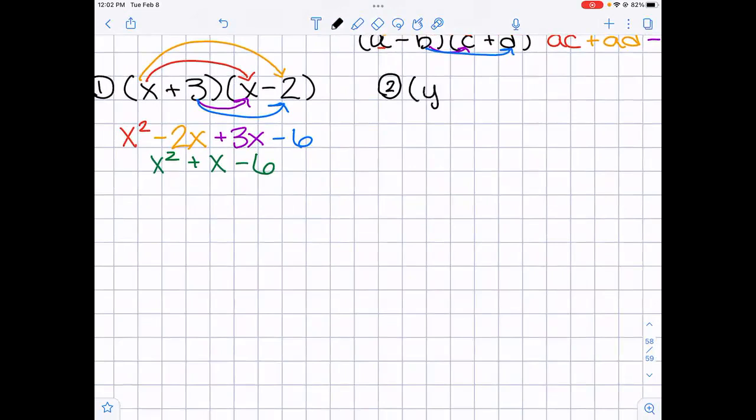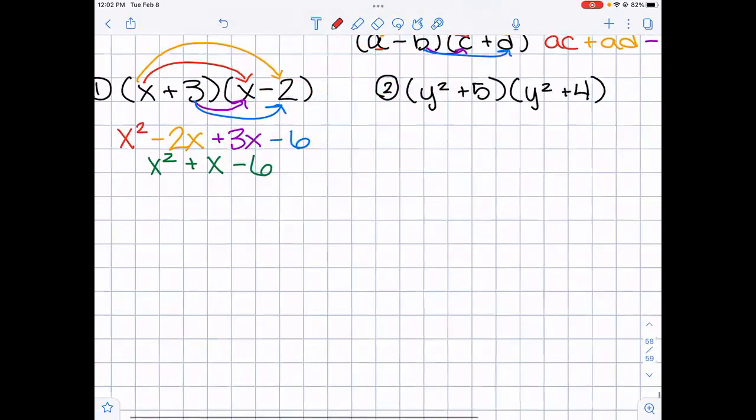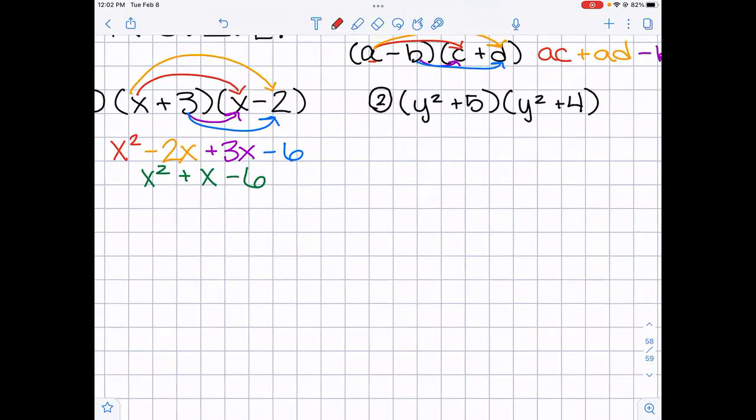Y squared plus 5 times y squared plus 4. Okay, so first term times first term, what's y squared times y squared? Y to the 4th, because there's 4 of them. Okay, then outside, y squared times 4, plus 4y squared.